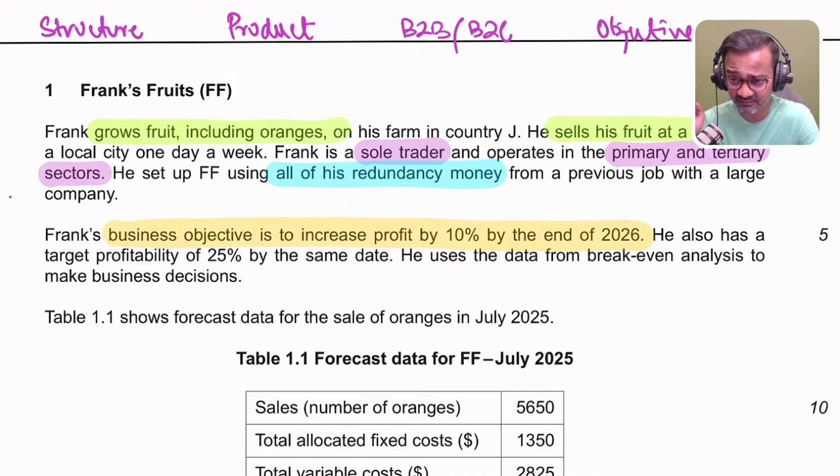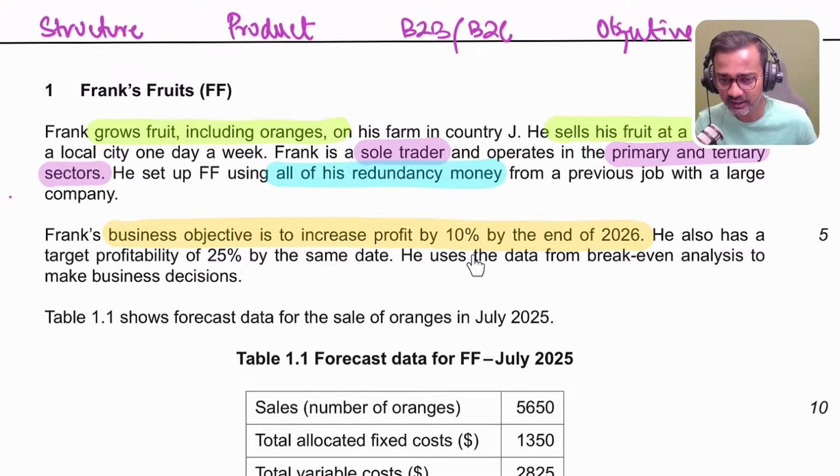Now, very clear, very definitive, a smart objective, I would say. Specifically, they're looking to increase profit by 10% by the end of 2026. So, very, very clear, smart objective being given here. Okay. He also has a target profitability of 25% by the same time. What that means is that on every unit he sells, he wants to make a 25% profit.